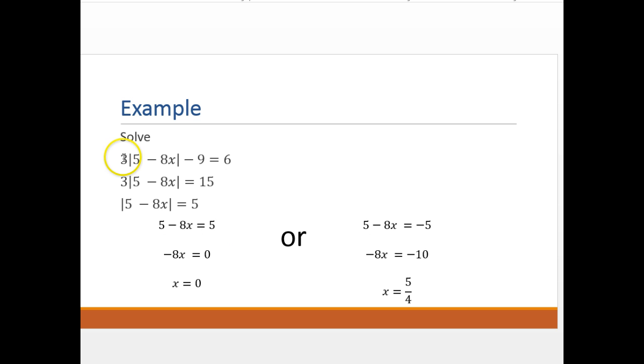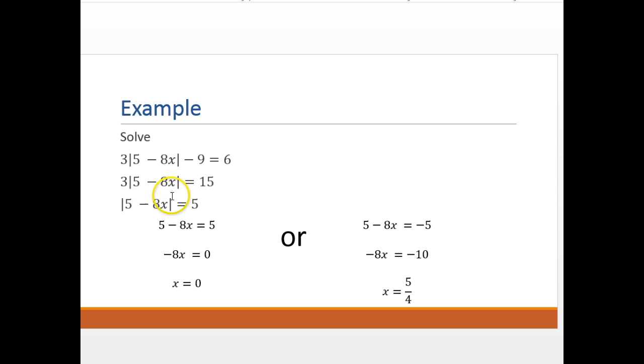Here's an example where you have to manipulate things first. It's 3 times the absolute value of 5 minus 8x, close my absolute value, minus 9, equals 6. To set these up, I need to isolate the absolute value first. So let's add 9 to both sides. We get 3 times the absolute value of 5 minus 8x equals 15. Divide both sides by 3, I get absolute value of 5 minus 8x equals 5.